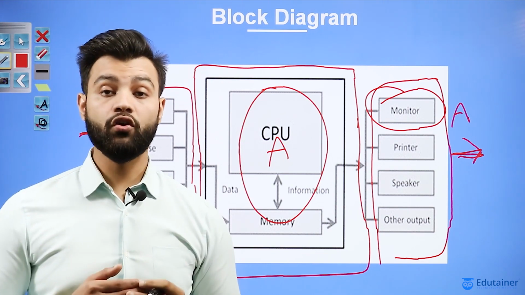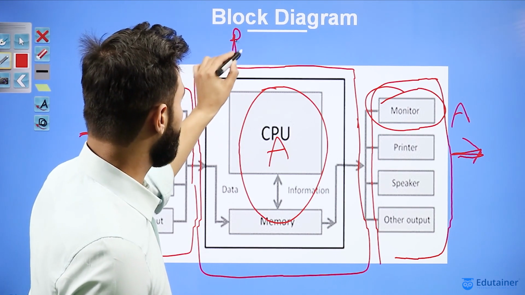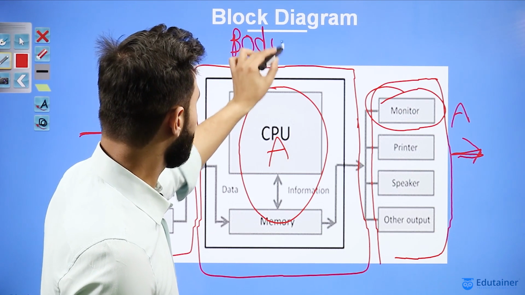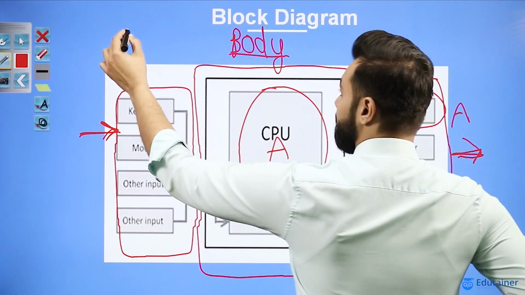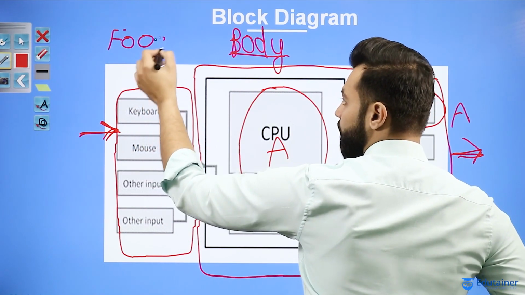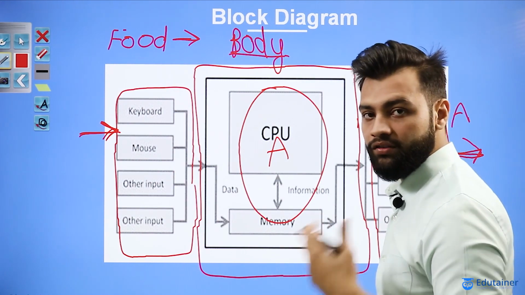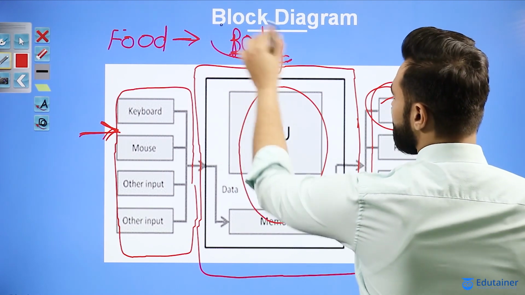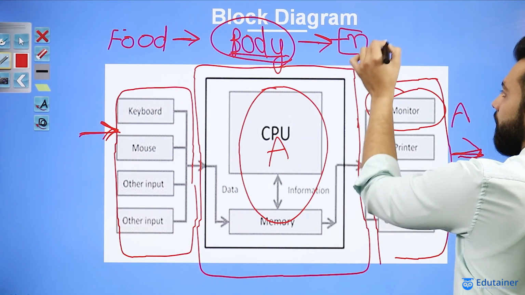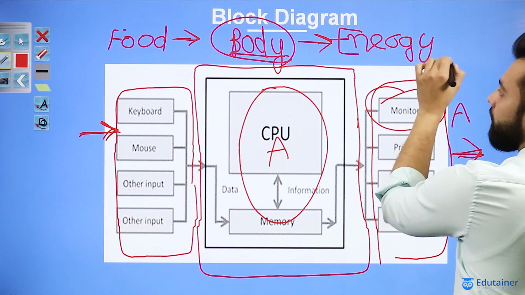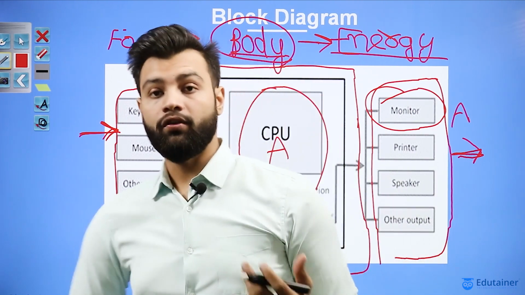The previous example that I told you about was the body system. Suppose this is our body. Over here we have our body system. We take the food inside, we consume the food, right? We are eating some kind of vegetables or fruits. It gets processed in our body and we get the desired output as energy, right? So this is similar to the workflow of a computer.